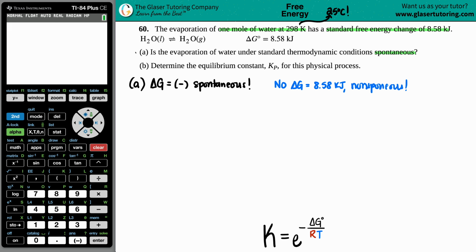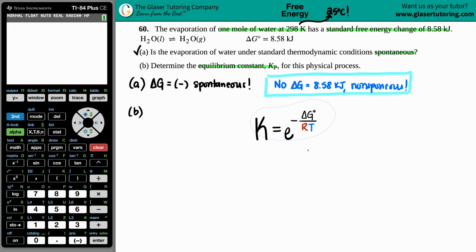So we already answered letter A. The answer is no, it's not spontaneous. So now, letter B, we need to determine the equilibrium constant Kp for this physical process. And maybe I will box this off, this is the answer. Okay, cool. So now letter B. We want to solve for that Kp. There's only one formula between a delta G value and an equilibrium constant, and it's this formula right here. So let's just bring this up.